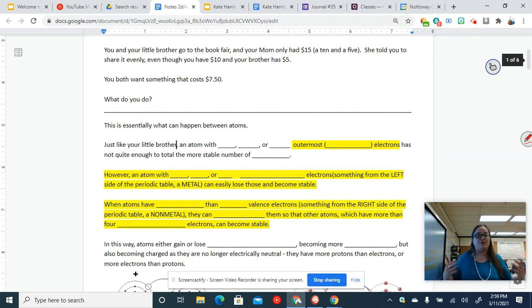All right, so we're going to pretend that we've got the book fair going on and that you and your little brother both want to go. You both want to buy something that costs $7.50, but your mom only has $15. She's got a 10 and a 5. So she gives you the 10 and she gives your little brother the 5. Well, what are you going to do? How are you going to get what you want to get?